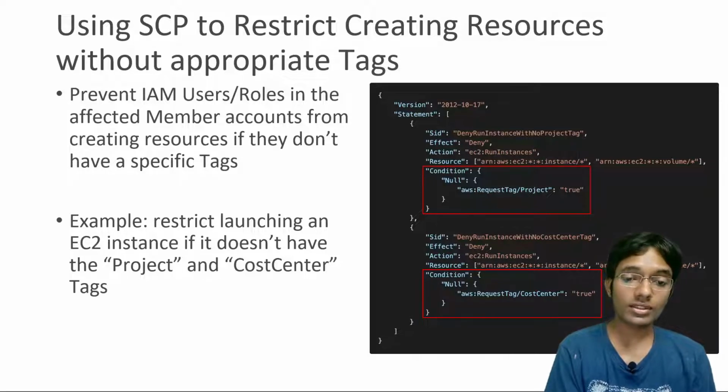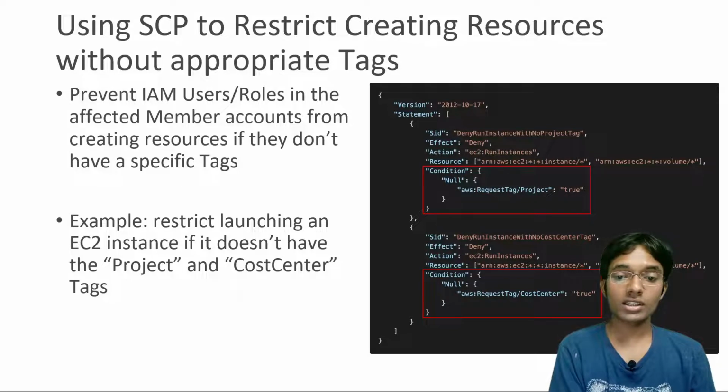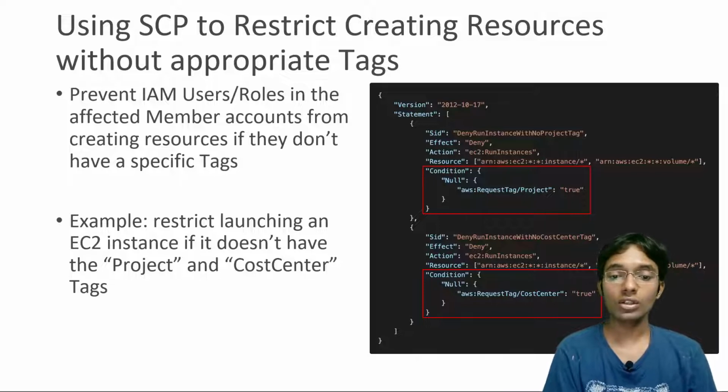So in this example, the condition in your service control policy is going to be Null for aws:RequestTag/Project: true. And this is a Deny. That means it's going to deny any request that does not contain the project tag in our EBS volume. And then the second one is the cost center as well.